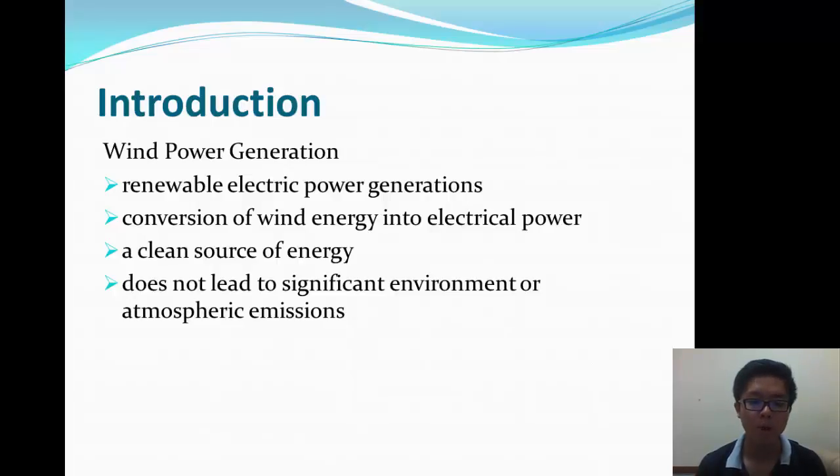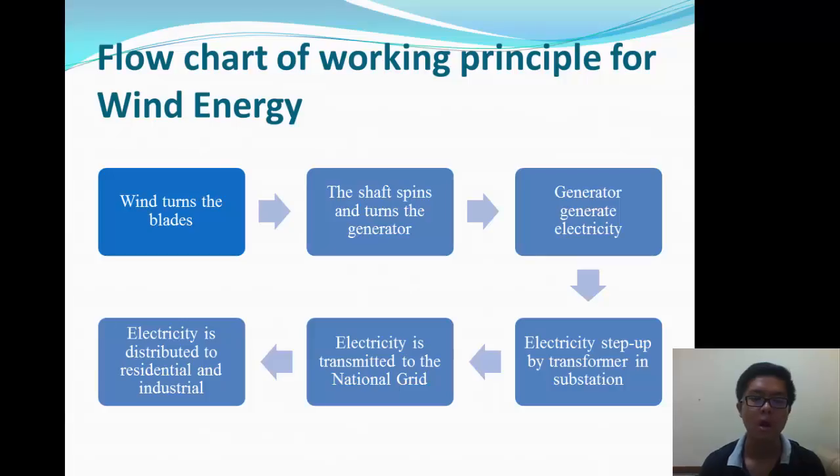For the introduction part, wind power energy is a renewable electrical power generation. The concept of wind power generation is the conversion of wind energy into electrical power. Wind power is a clean source of energy. Wind power does not lead to significant environmental or atmospheric emissions.